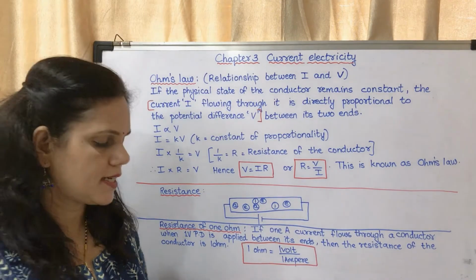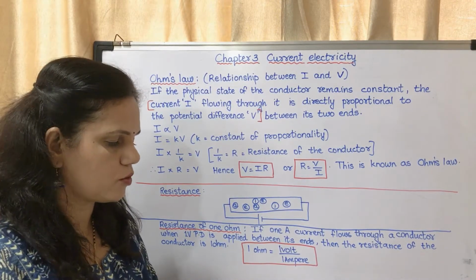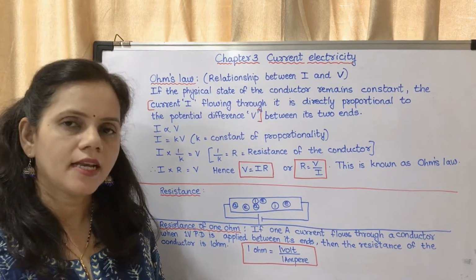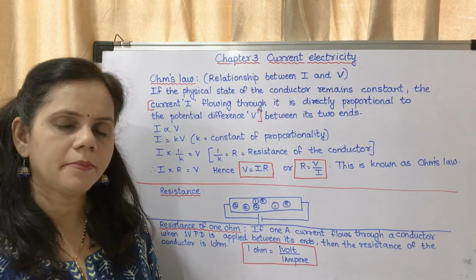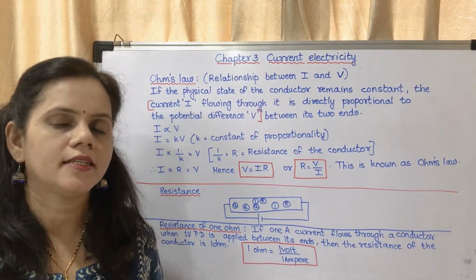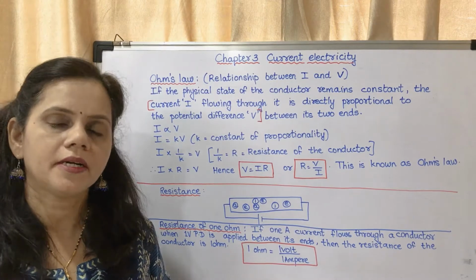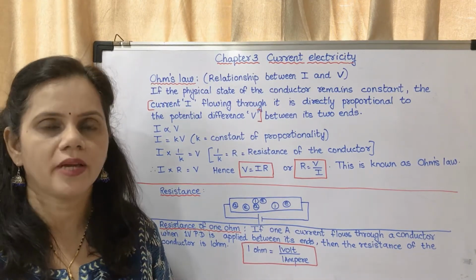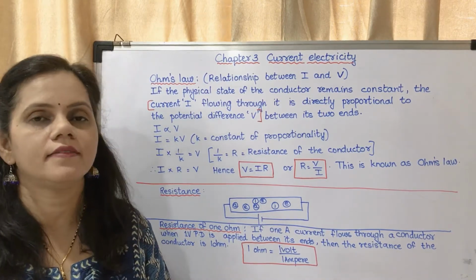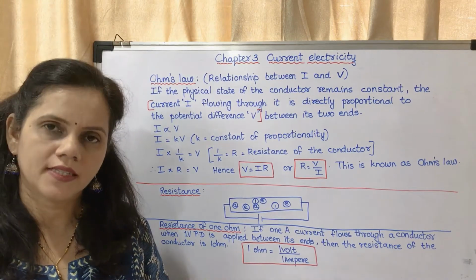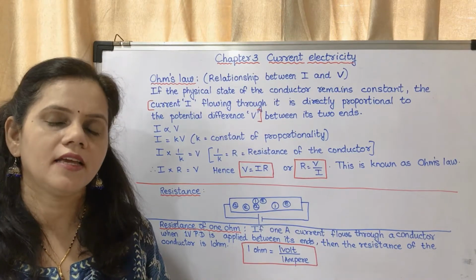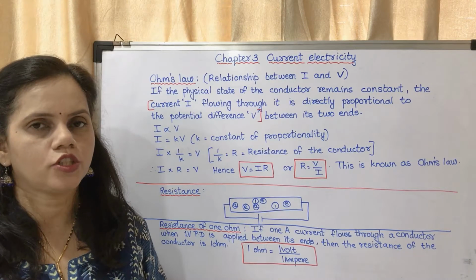Now what do you mean by physical state? It is there on page number 34. In a box they have written physical state of a conductor means length, area of cross section, temperature and the material with which it is made up of. So the length, the area, the temperature and the material of which the conductor is made up of. So if you are taking a copper wire, and another wire which is also made up of copper and they are of the same length, same area of cross section and same temperature, then I is proportional to V.